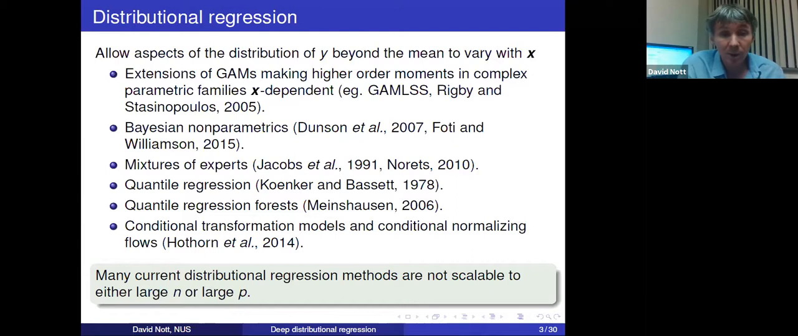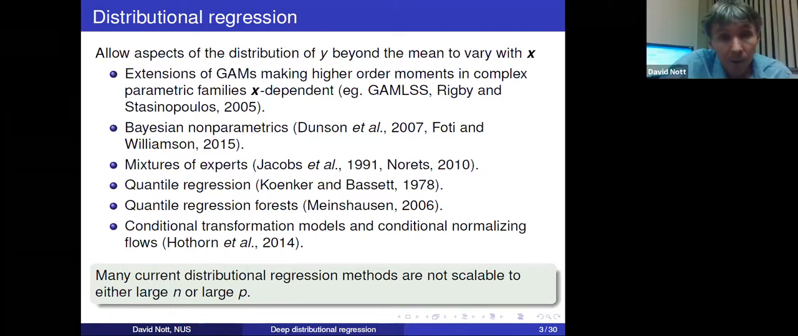So why does the world need another distributional regression method? Well, I think it's fair to say that many current distributional regression methods don't scale well to either large N or a large number of features or both.